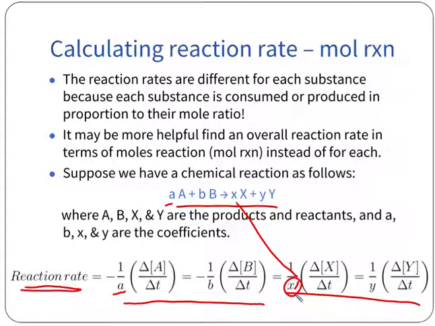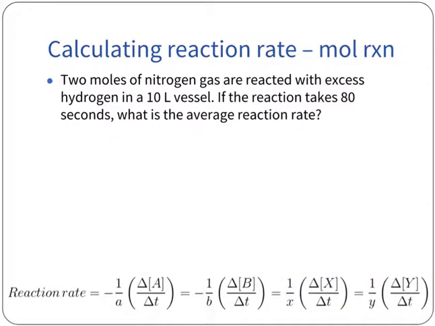So it looks more complex than it is. Let's work one out and see how this would turn out. So I've got our equation along the bottom. 2 moles of nitrogen gas are reacted with excess hydrogen in a 10-liter vessel. If the reaction takes 80 seconds, what's the average reaction rate? So when it says average reaction rate now, it doesn't say the reaction rate of the nitrogen or of the hydrogen, just the overall reaction rate. And that's what we're going to be looking for here.